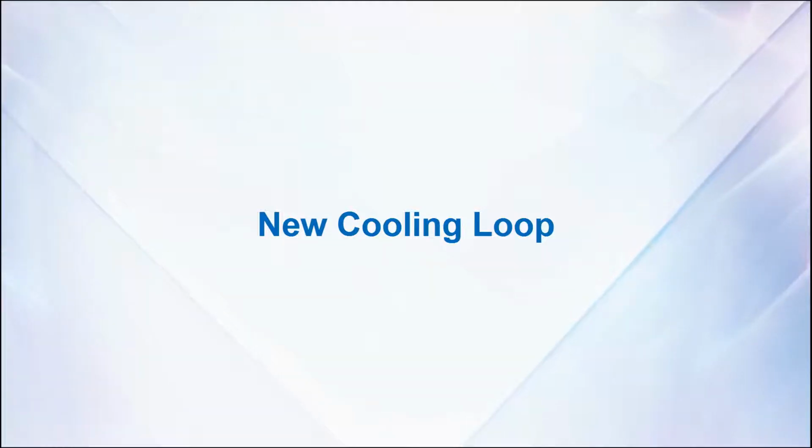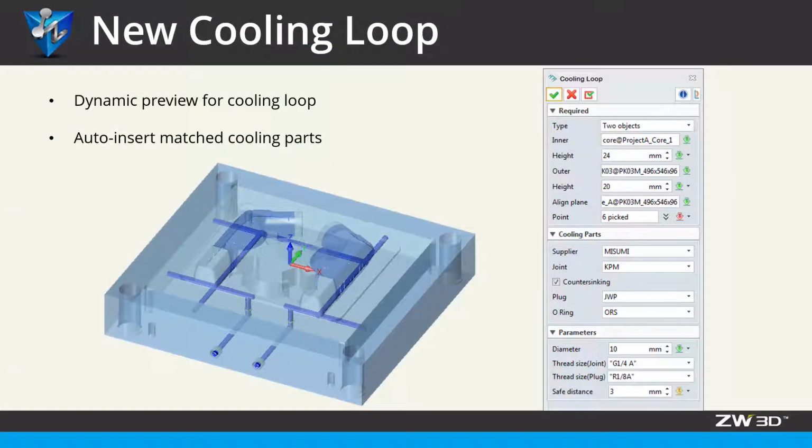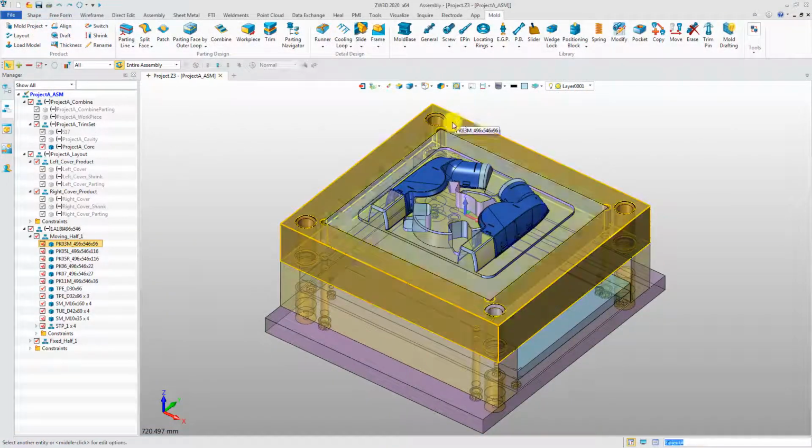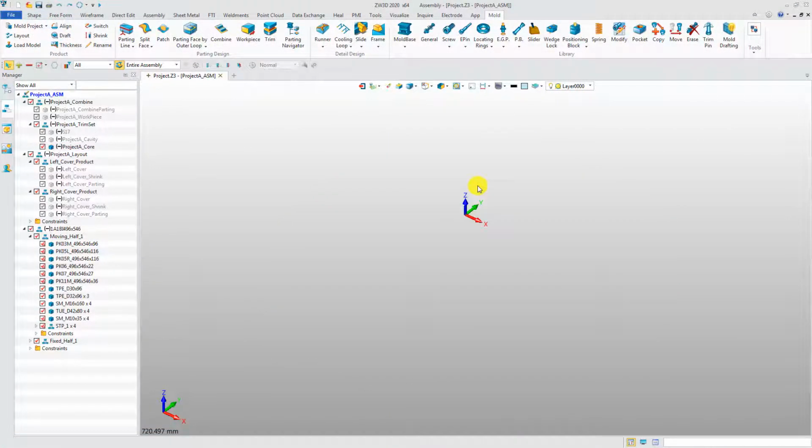New Cooling Loop. In ZW3D 2020, the New Cooling Loop tool helps you create the cooling system much faster. All parameters can be adjusted under a dynamic preview, and cooling parts can be automatically added at the same time. Only show the core and plate B for a clearer view.